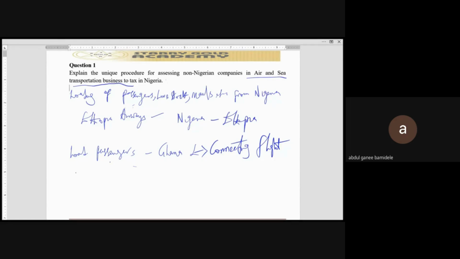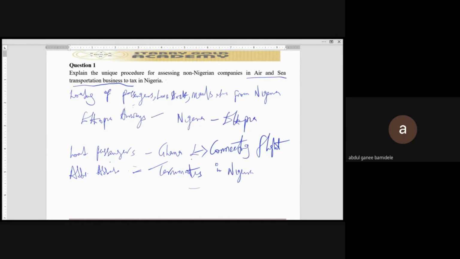Are we together? It is also a different case where Ethiopia Airlines load passengers from Addis Ababa and terminates in Nigeria. The passengers are also not loaded from Nigeria. So in that case, you cannot subject the income from passengers that were loaded in Addis Ababa, but whose destination is Nigeria, to tax. It is only when they are departing from Nigeria.